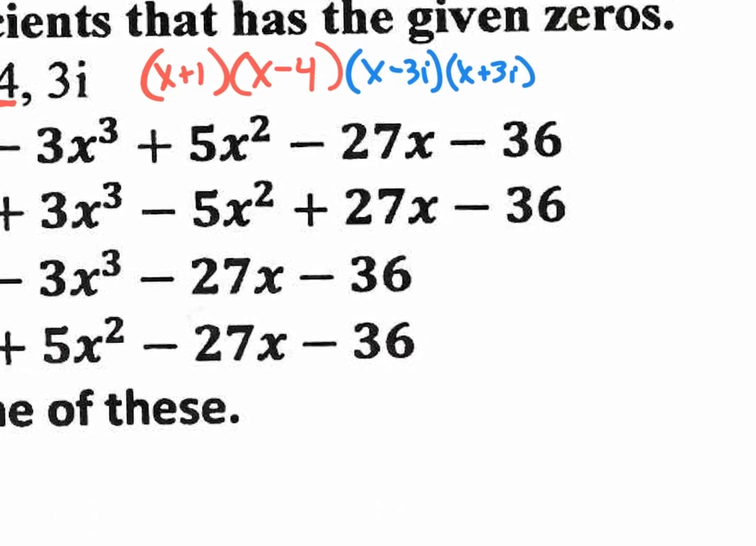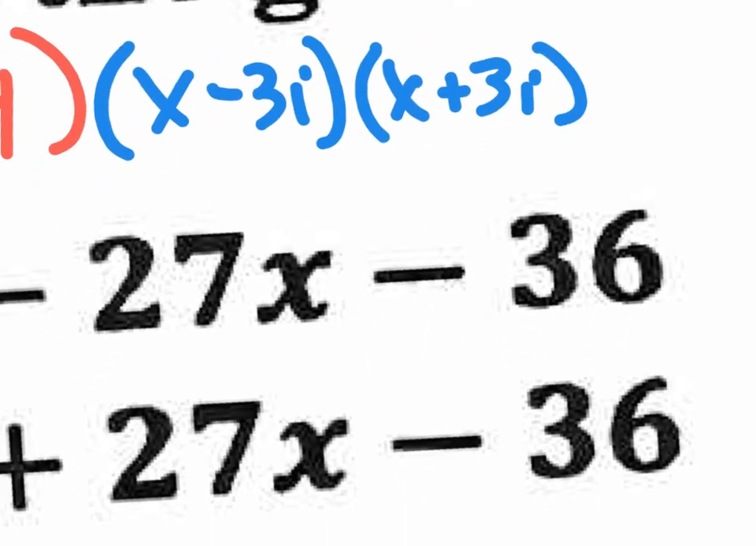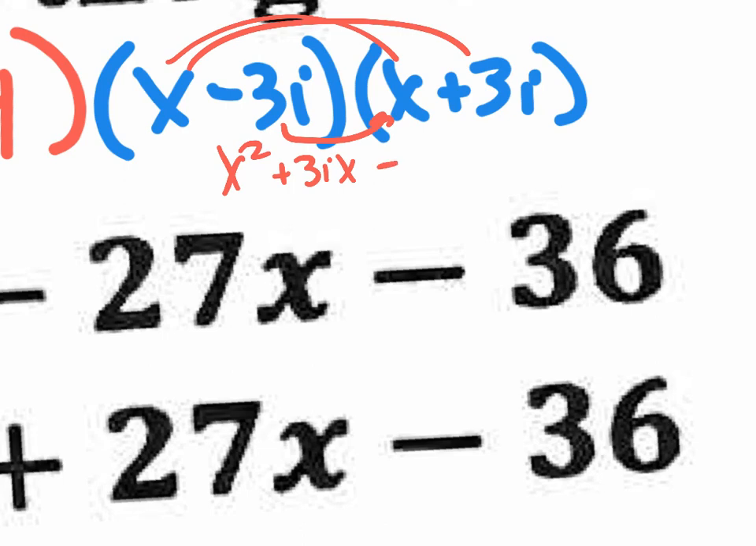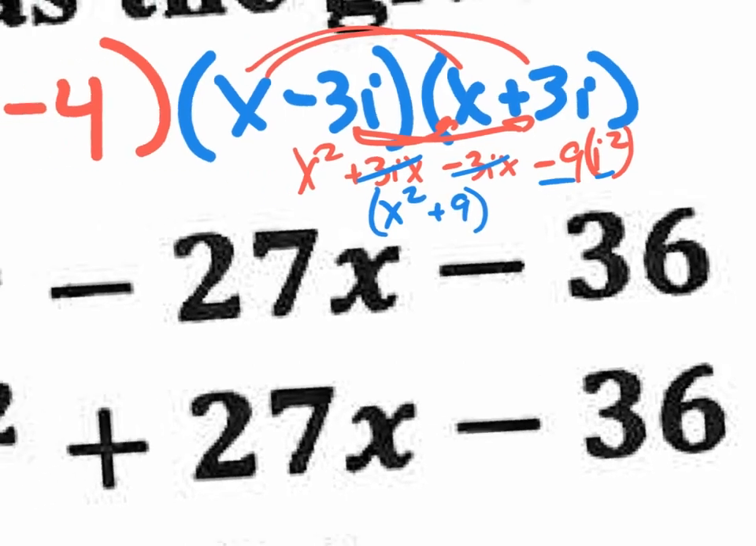So what would you begin with? With the i's, right? So if you start distributing here, x times x, x squared, x times 3i is positive 3i with an x. Negative 3i times x is negative 3i with an x. Negative 3i times positive 3i is negative 9i squared. So what we really have here is x squared. These guys cancel, plus 9, because -9 times -1 is a positive 9. So those two blue complex binomials ended up being the quadratic binomial that you see there.